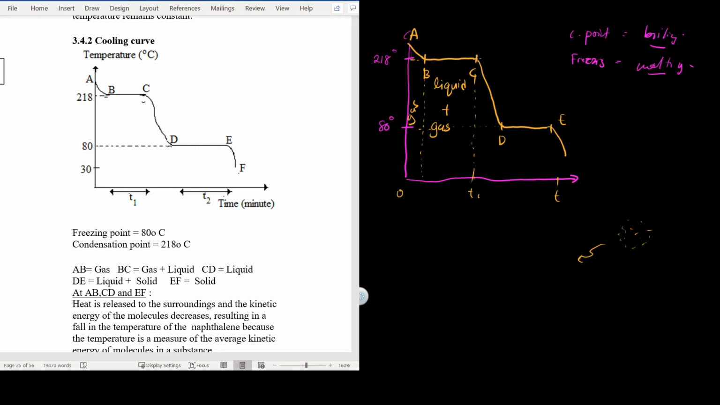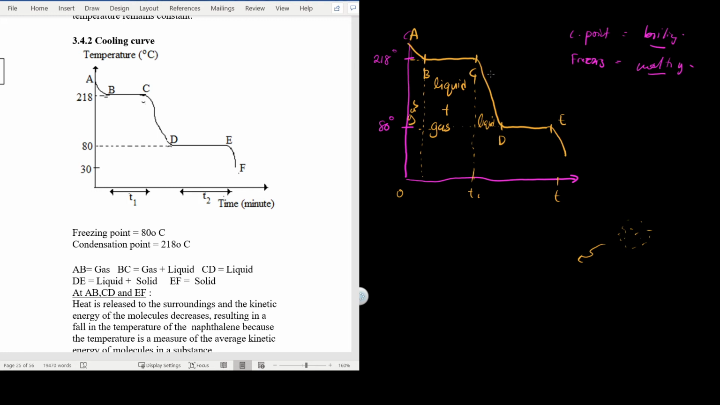Okay, at point C, remember the temperature is the same. After a while at point C, all of the gases here have already changed into liquid. Okay, liquid. So at point C, we can see that all of the substance has already changed into liquid, so there is no gas anymore inside this substance. And then what happens if they keep losing energy?